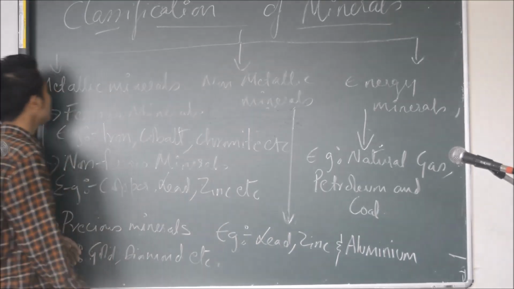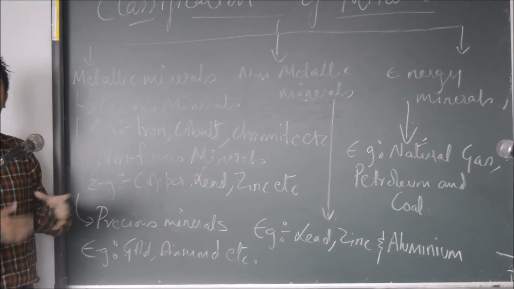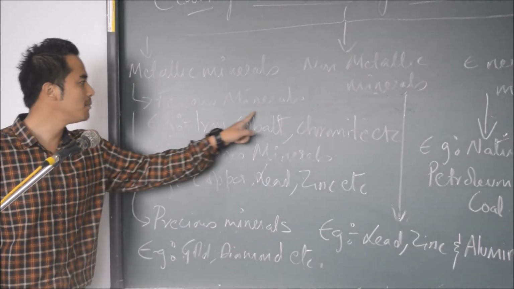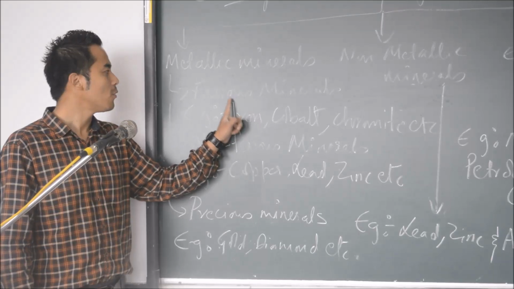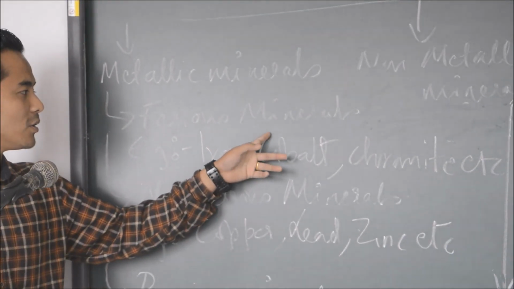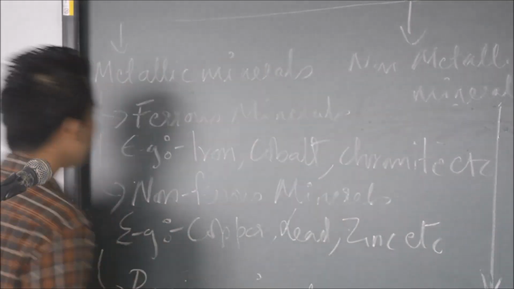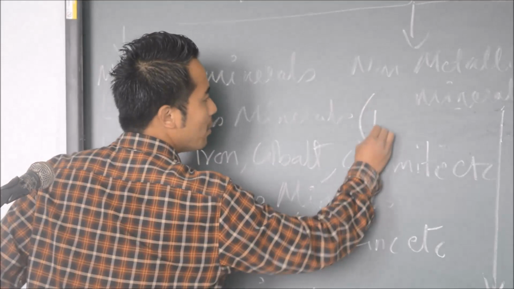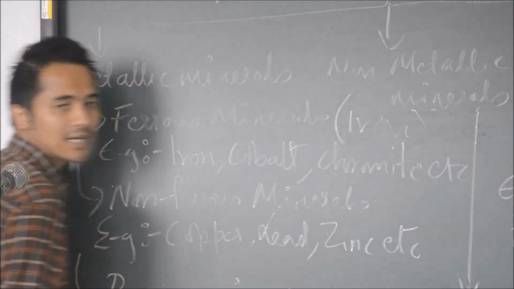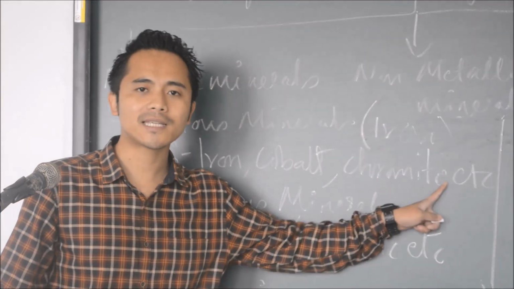Now let's come to metallic minerals again. Metallic minerals are further divided into three categories. Number one is ferrous minerals. Now what are ferrous minerals? Ferrous minerals are those minerals which have iron content in them. When you hear the word ferrous, what you should remember is iron. The examples are iron, cobalt, chromite, etc.